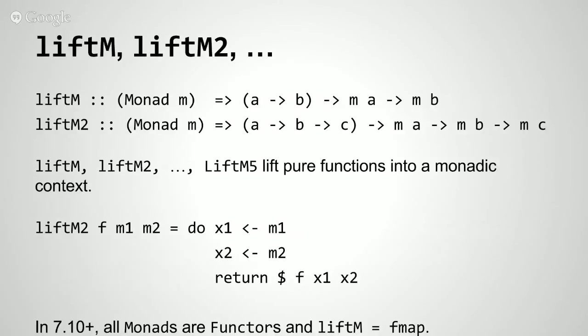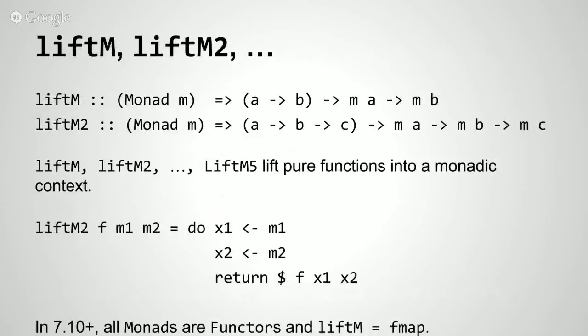We have liftM2 on up to 5, which take pure functions and lift them into monadic context. So sometimes you have a bunch of monadic values and you want to apply a pure function to them, and this is how you do that. And you may notice that liftM1, or it's just liftM actually, is just fmap. I think liftM was grandfathered in before people realized that every monad should be a functor.